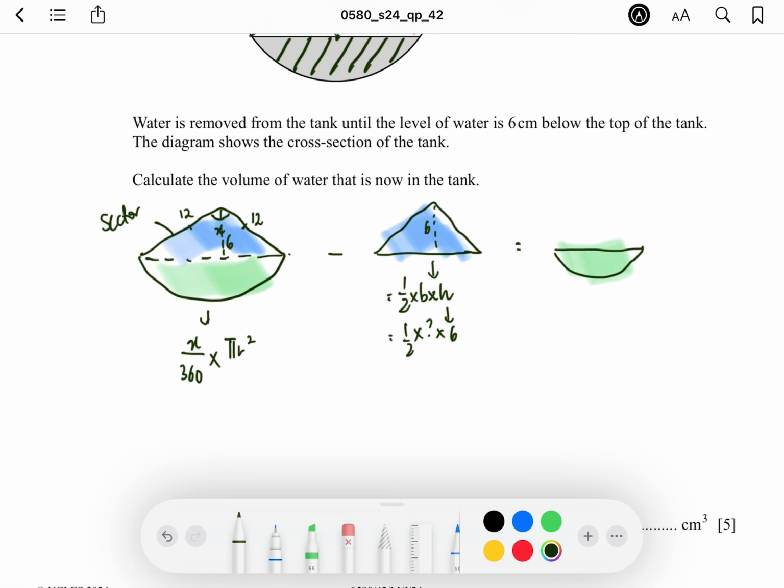Equals to apa? Equals to? Mana dapat jadikan subjek unless dia ada value sebelah kanan equals to something, then baru dapat. Ada nampak? Ada nampak?